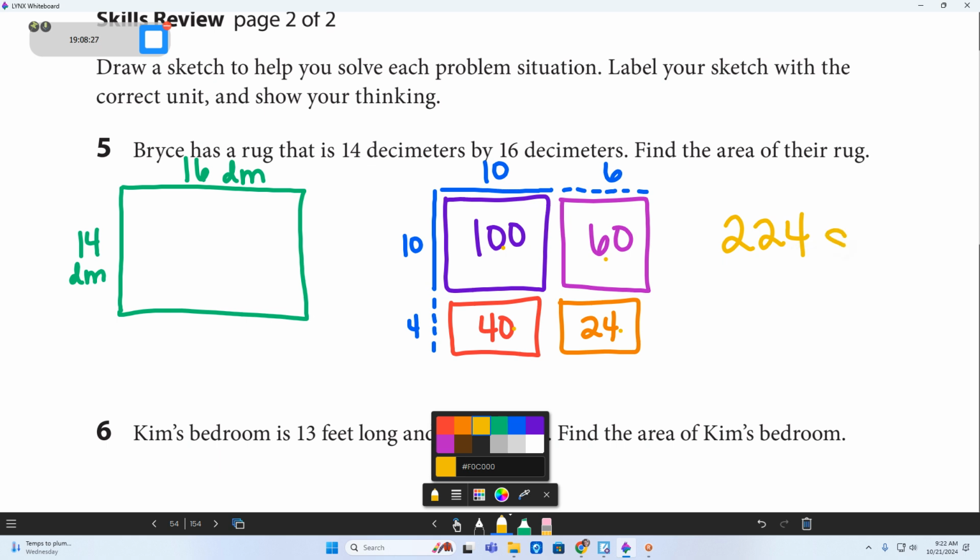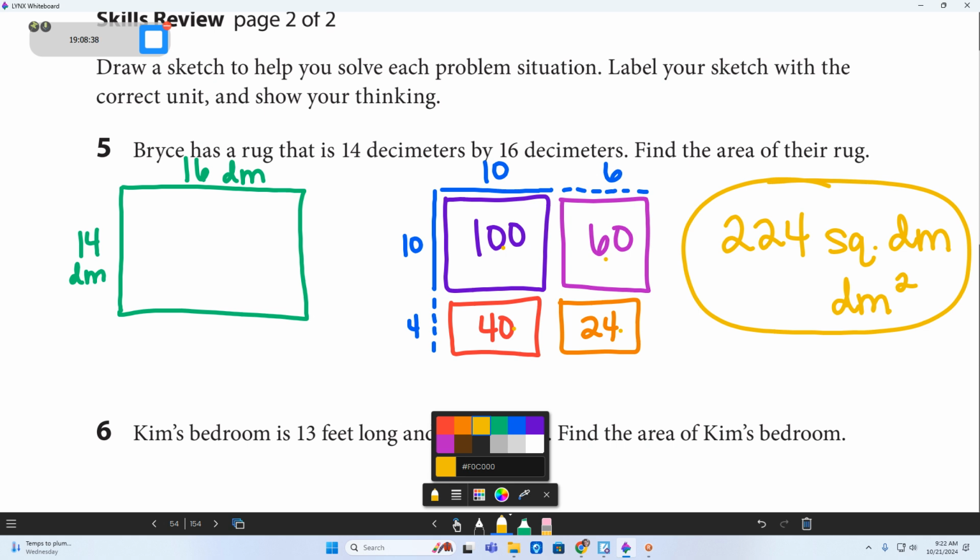And you can either write square decimeters like that, or you could write decimeters with a little tiny 2 after it. So either of those labels would be accurate. Okay, so I just did 14 times 16, and I was feeling area model.